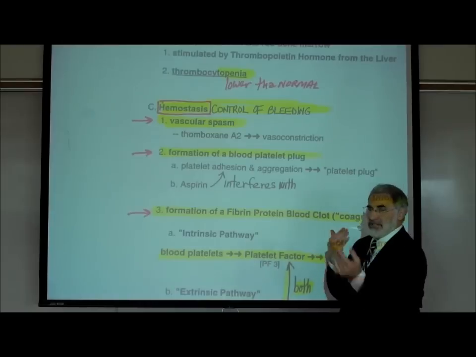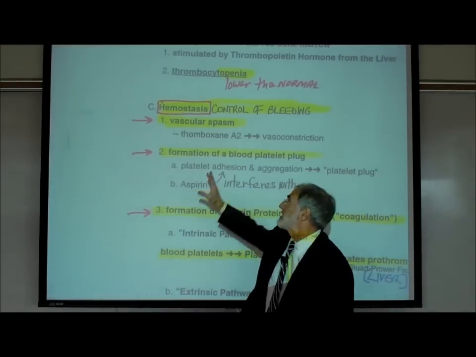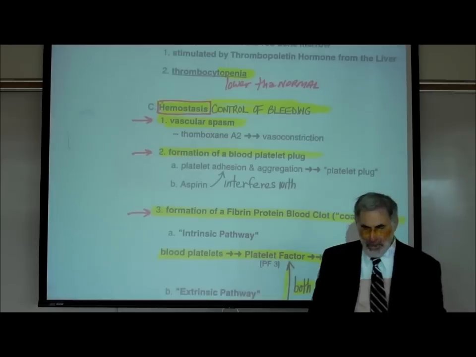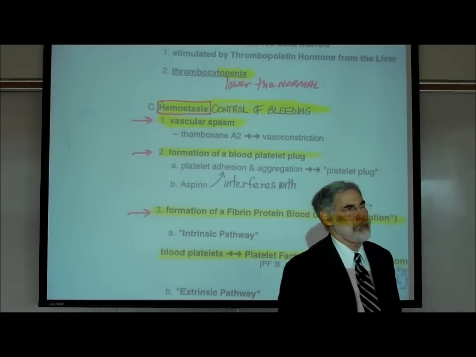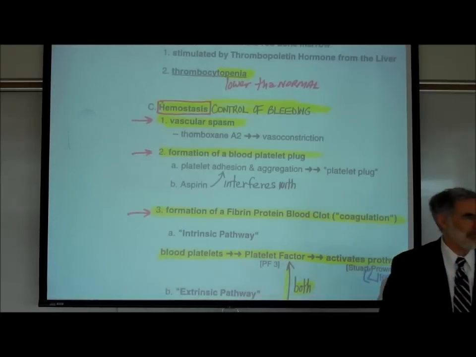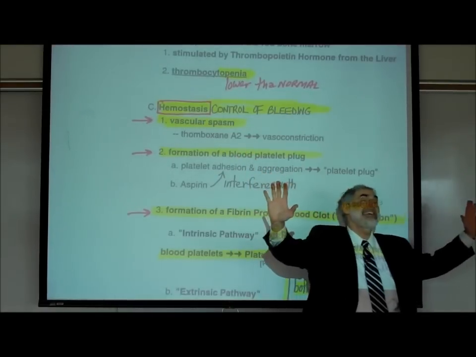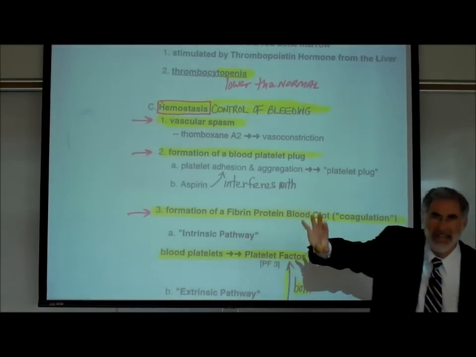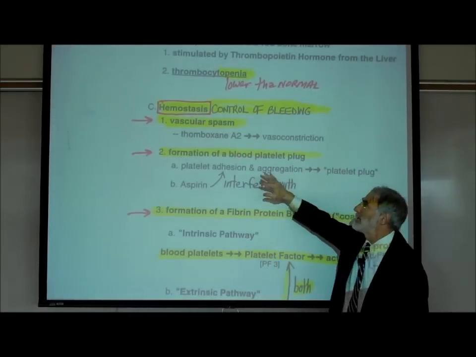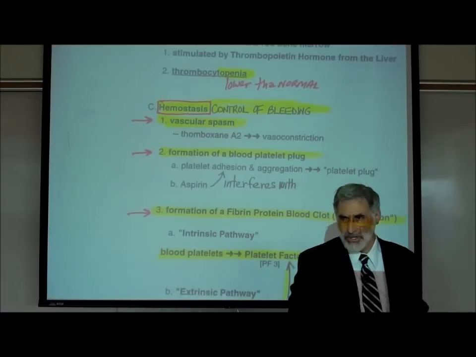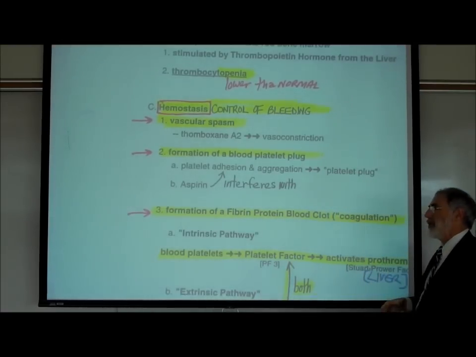When you cut a vessel, the first thing that the vessel does is it spasms. It constricts. And the purpose of that is to reduce the amount of blood gushing out of the vessel. There is a chemical involved in that, but I won't test you on it. It's called thromboxane A2, but I won't ask you to know it. Just know that when you cut a vessel, the first thing it tends to do is spasm or constrict to reduce how much blood's flowing through it.